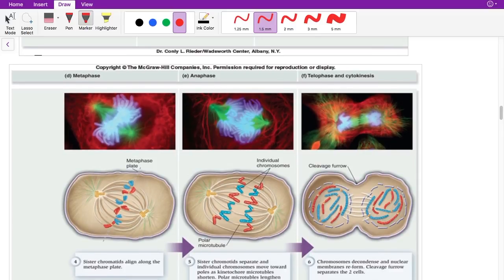In telophase and cytokinesis, the nucleus will start to reform and the chromosomes will begin to unravel. During cytokinesis, which happens around the same time, the cytoplasm is eventually split between the two cells. The cell is then pinched by the cleavage furrow to separate them into two identical daughter cells.